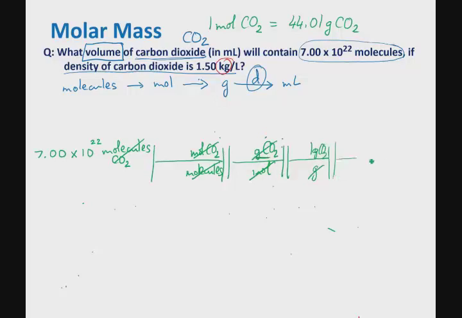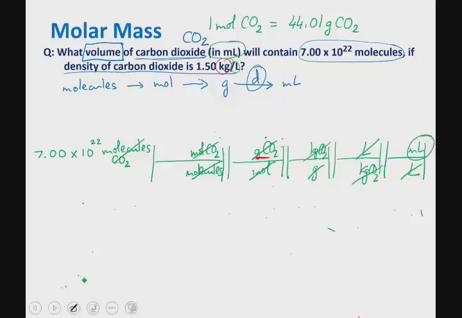Then you can use the density given to convert kilograms of CO2 into liters, because the density is given in kilograms per liter. And then once you have liters, notice that the question is very specifically asking you to calculate the volume in milliliters. So you would have to do one final conversion of liters to mLs, so that your final answer is then in mLs of CO2. Okay, now let's put in the numbers.